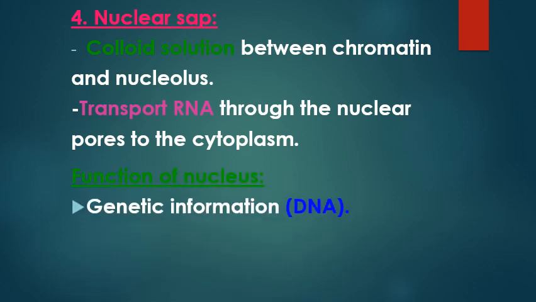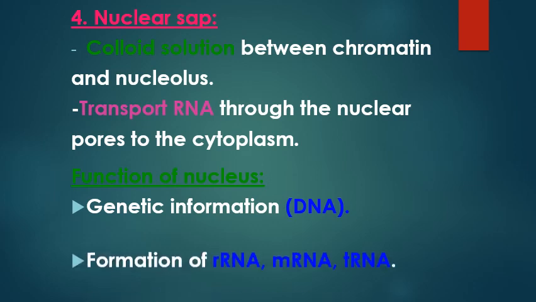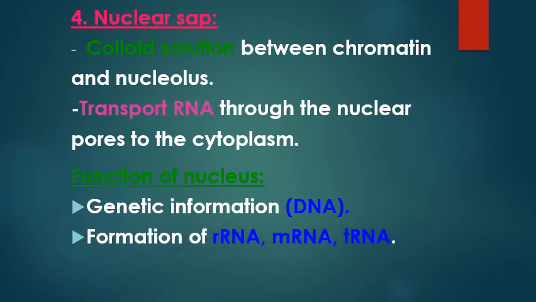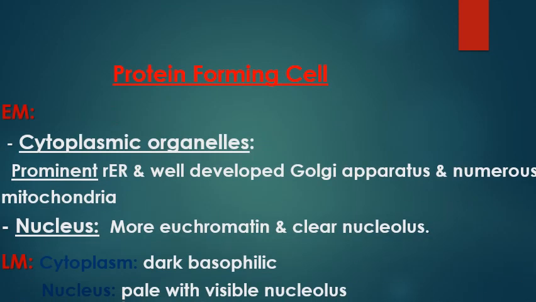What is the function of the nucleus? It carries genetic information and forms all types of RNA: rRNA, messenger RNA, and transfer RNA. It's important in protein synthesis. In a protein-forming cell, the cell appears basophilic due to the presence of rough endoplasmic reticulum. By EM, I have three important organelles: RER, Golgi apparatus, and mitochondria, and the nucleus appears pale due to the presence of euchromatin. By light microscope, the cytoplasm appears dark basophilic and the nucleus pale with a visible nucleolus.